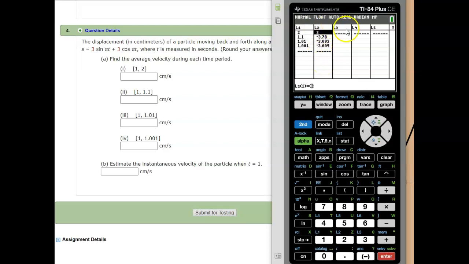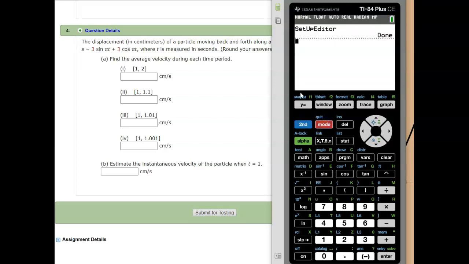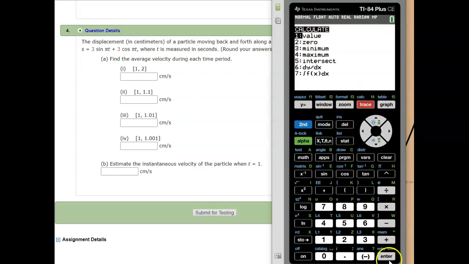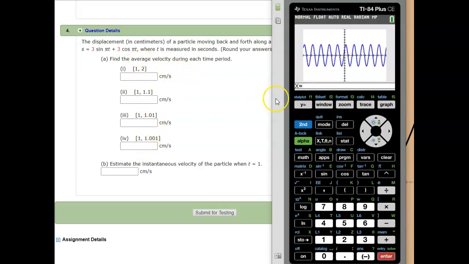There they are. So I need a slope, and we know the same formula we were using before. I don't actually know what the point is at 1, so I guess I'm going to have to figure that out. Second quit. I can again use Y equals, or I could go to the graph and have it calculate. So let's do that. Go to the graph, and there's what my sine and cosine put together look like. If I do a second calculate now, I want a value, and they want the value at 1. I get -3. So the value at 1 is -3.